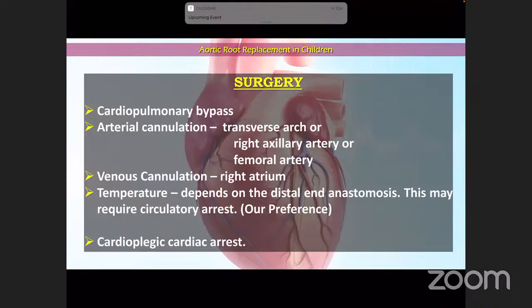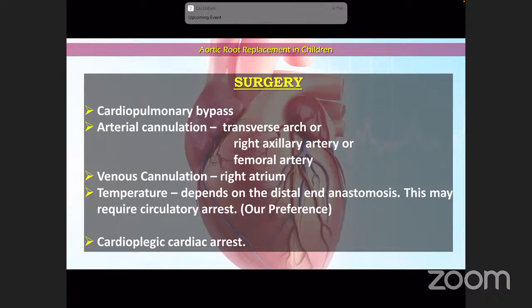If you come to surgery, there are some variations in the techniques, but in general, we use cardiopulmonary bypass, arterial cannulation, depending on how far the dilatation in the ascending aorta. You can cannulate the transverse arch. Some people utilize the right axillary artery or the femoral artery to deal with these aneurysms. Venous cannulation is usually done through the right atrium. Then the temperature depends on the distal end anastomosis.